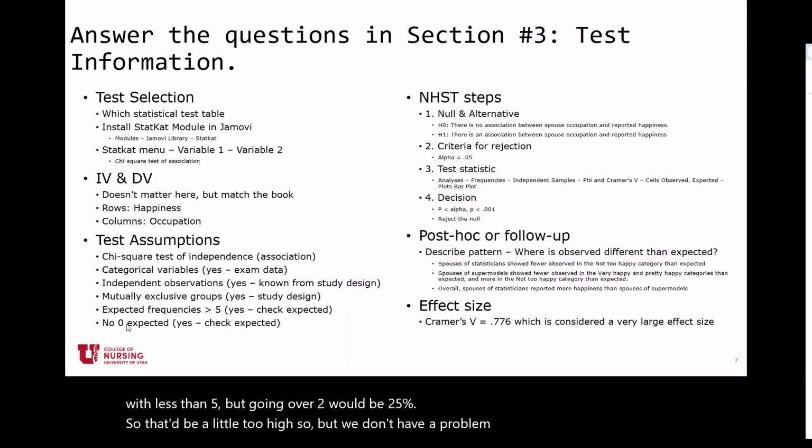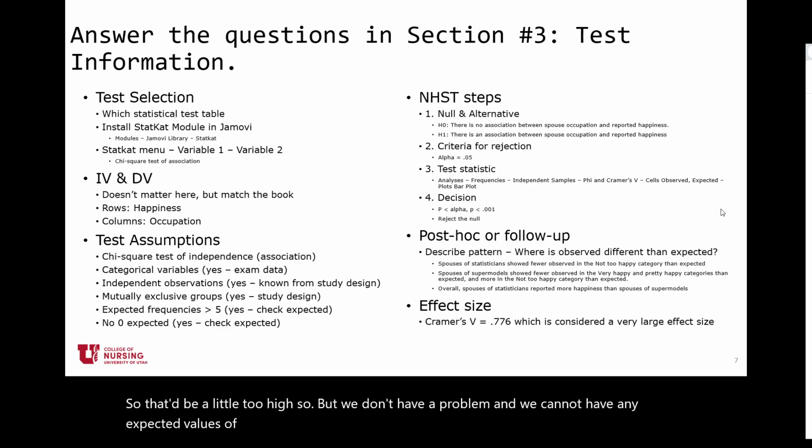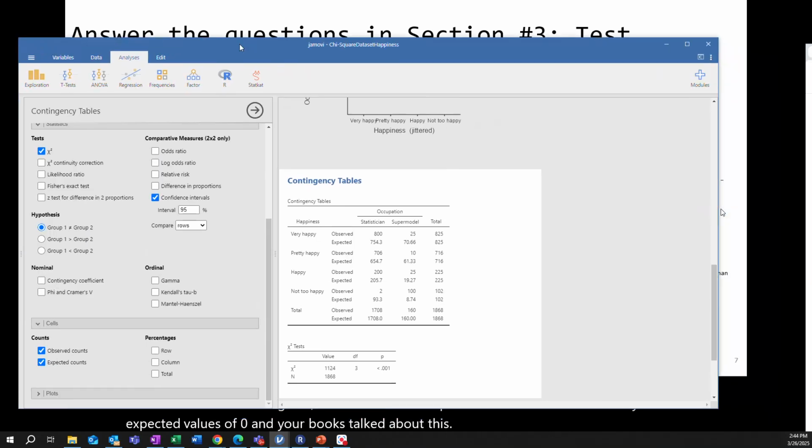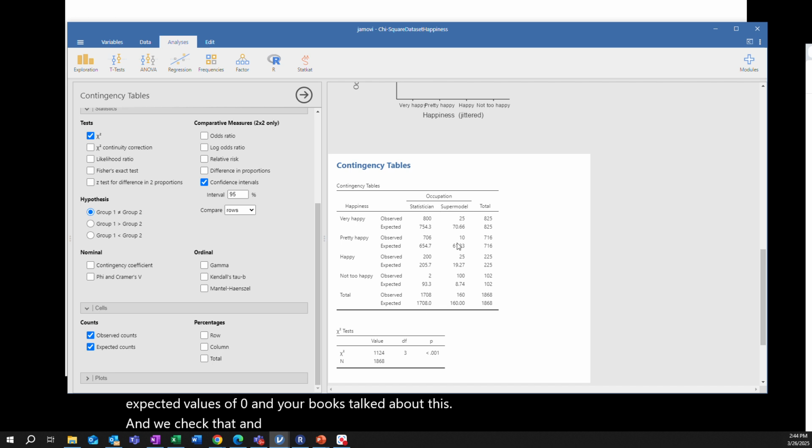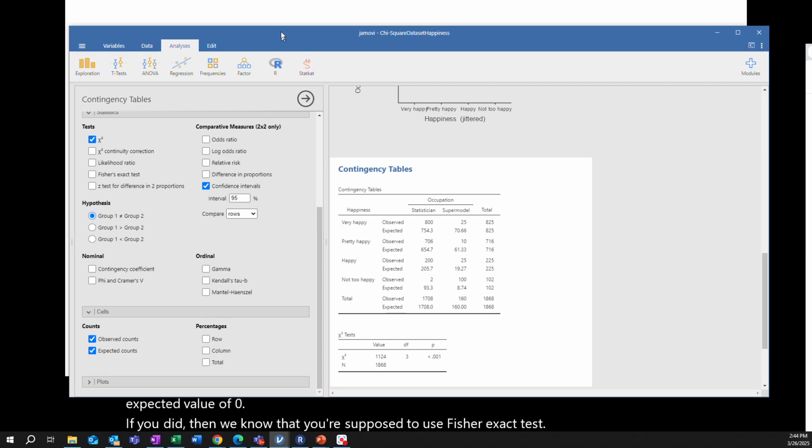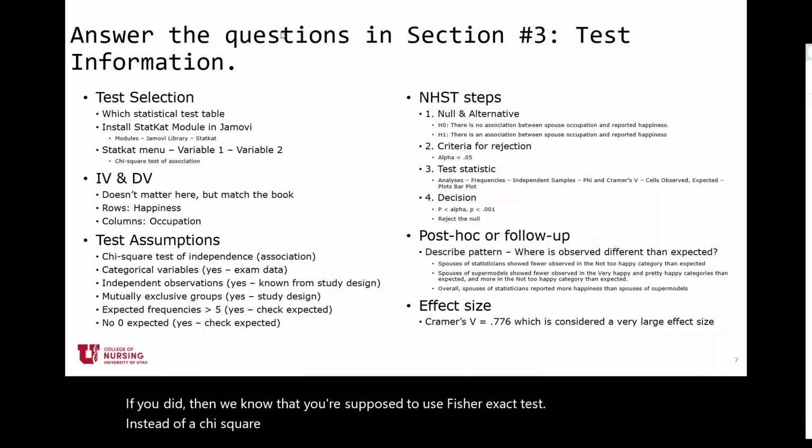And we cannot have any expected values of 0. Your book talked about this, and we checked these expected counts, and we don't have any that have an expected value of 0. If you did, then we know that you're supposed to use Fisher exact test instead of a chi-square test of association. So now we can go through and actually conduct our statistical tests.